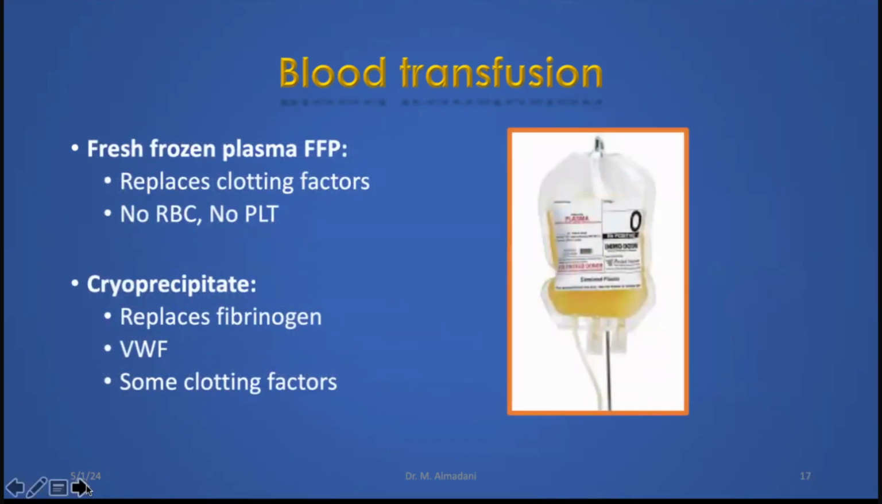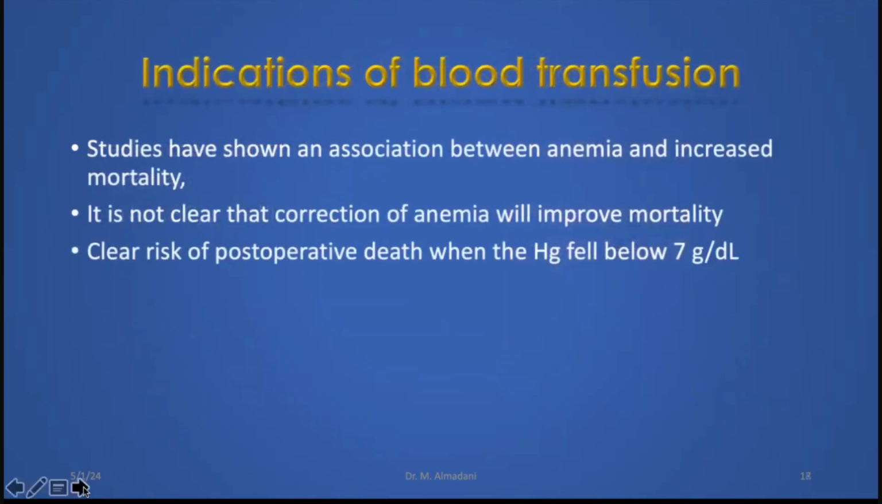There's something called fresh frozen plasma, which replaces clotting factors, but the fresh frozen plasma, or FFPs, doesn't have RBCs nor platelets. There is something called cryoprecipitate, which replaces the fibrinogen and von Willebrand's factor. What are the indications of blood transfusion?